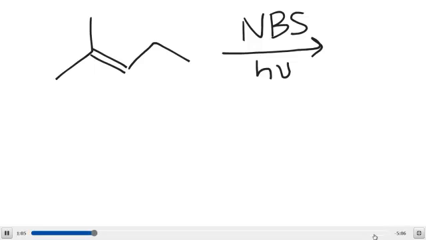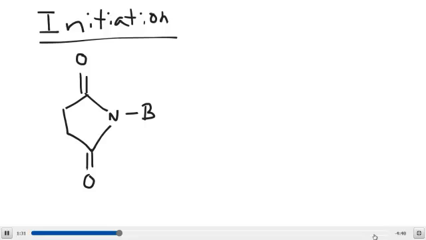So the way this mechanism actually works is you have to have an initiation step. If you're using bromine or chlorine, you would just break apart that covalent bond homolytically. With NBS, this is a 5-membered ring. It looks like this. And as you hit it with the UV light, the nitrogen-bromine bond is actually the one that breaks apart homolytically.